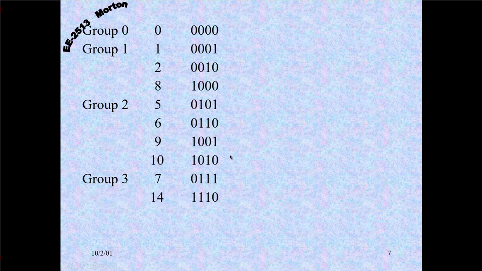All right. Now the group 2 with 2 ones, that would be A prime, B, C prime, D, and so forth. So those are all the ones with 2 ones, and then the ones with 3 ones, 7 and 14. Okay. Now that's all the minterms that we had in our original problem: 0, 1, 2, 5, 6, 7, 8, 9, 10, 14. And now we're going to group them.